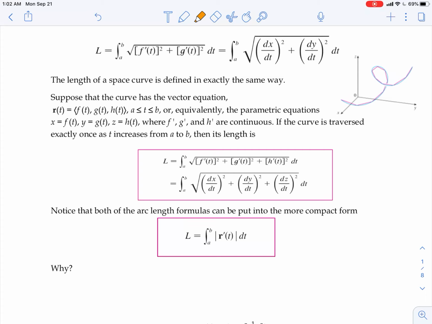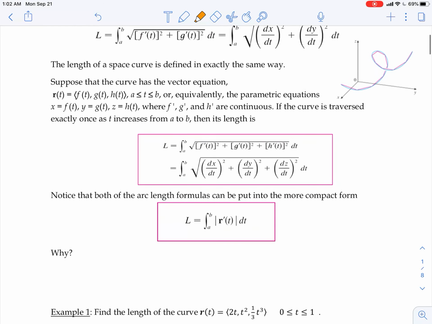All right, and so here's basically the formula. The length is equal to the integral of the magnitude of the derivative of our vector. What we have done is, instead of having to write it all out this way, we shorthand it to write it in a more compact way. All we're doing is finding the length, which is equal to the integral from a to b of the magnitude of r prime of t dt.